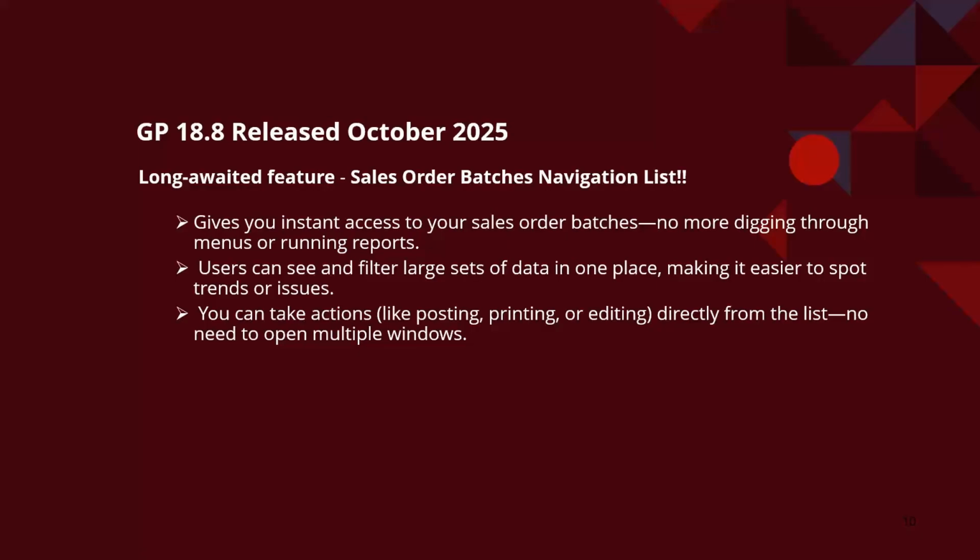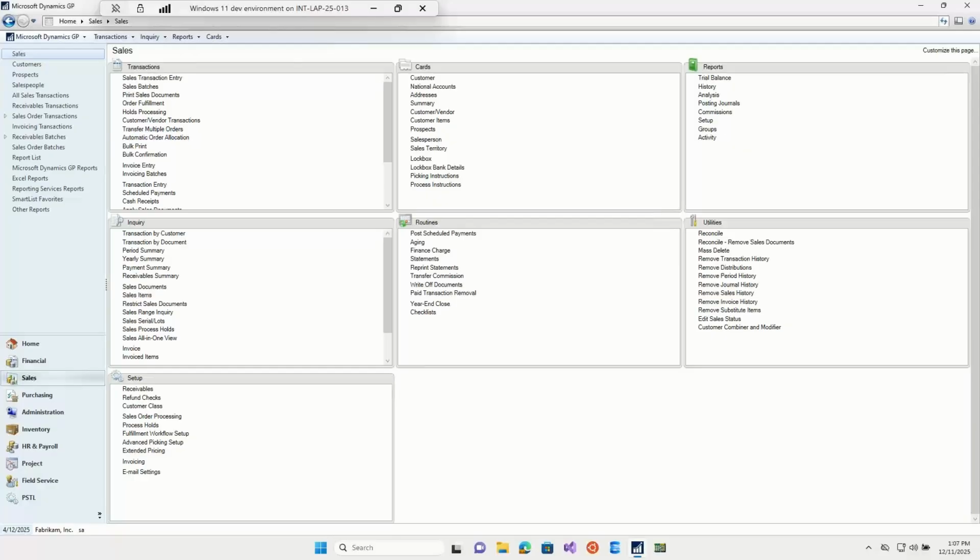So in the 18.8 release in October, there was the long-awaited feature of the sales order batches navigation list. This gives you instant access to your sales order batches. No more digging through menus or reports. Users can filter large sets of data in one place, making it easier to spot trends or issues. And you can take actions like posting or editing, printing directly from the list, and I'll show you that here, because this is pretty nifty.